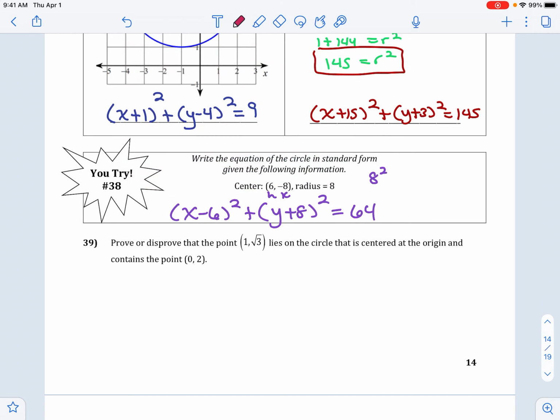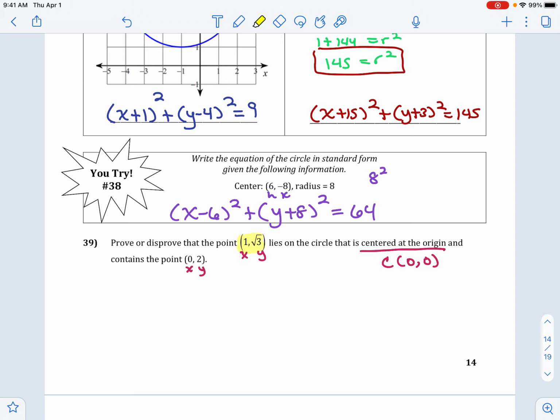So we have one last problem, and it says, prove or disprove that the point 1, square root of 3, okay, so that's a point, well, that would be x, y, lies on a circle that is centered at the origin and contains the point, okay, there's another x, y, 0, 2. So we want to prove or disprove that this point over here actually lies on a circle.